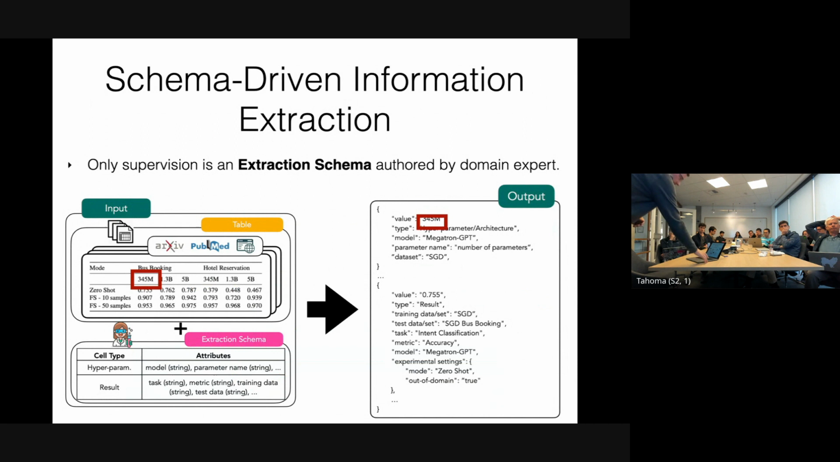Another example is this cell, 0.755. We can see that's the result of a machine learning experiment. The dataset that it's on is SGD, or Schema-Guided Dialogue. The task is intent classification. The evaluation metric is accuracy, and so on, right? So this is the task: given a schema, can you read in the table and produce this JSON output?